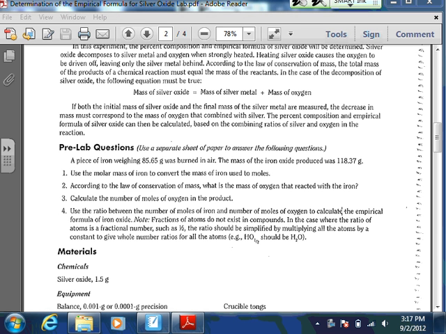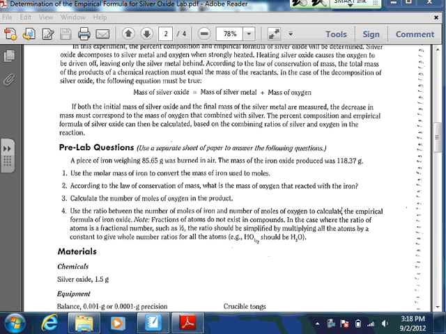Okay. Now what we want to figure out is what is the formula for that iron oxide, because iron can form a couple of different charges when it combines with the oxygen. And so we don't know if this is going to be Fe2O3, FeO, or what it's going to be. So we're going to do this. It says use the molar mass of the iron to convert the mass of the iron used to moles.